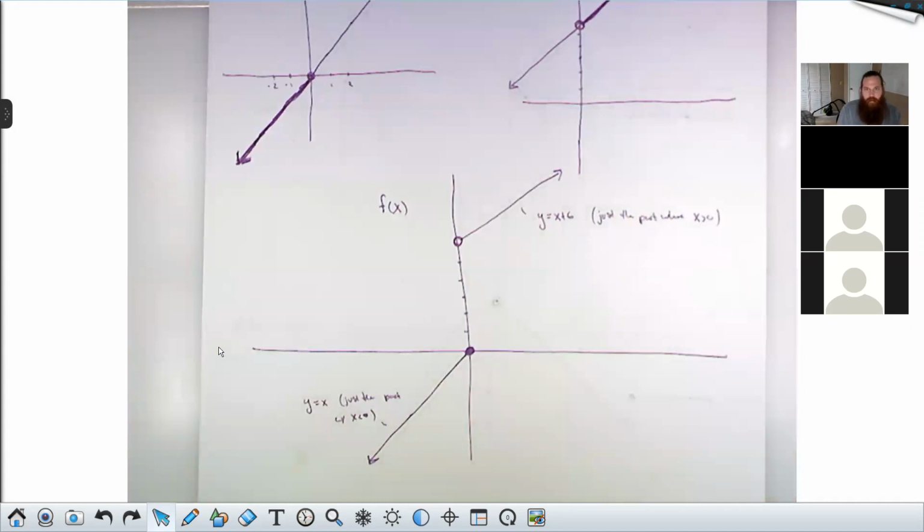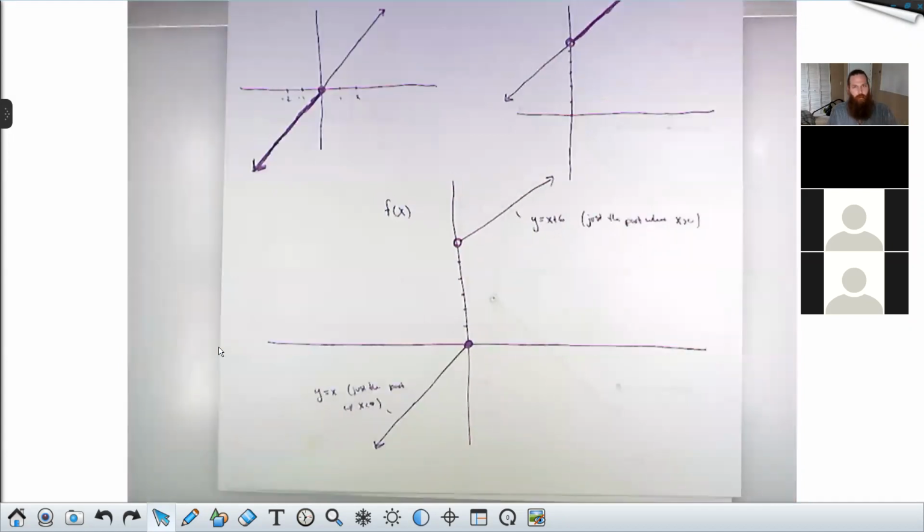I'll do one slightly harder one, but then we're going to move to something a little bit different. So first, any questions about where the big graph came from? How I got it from the smaller graphs?